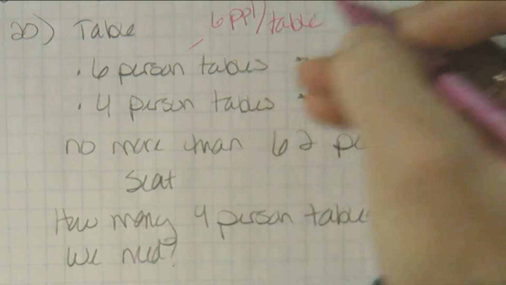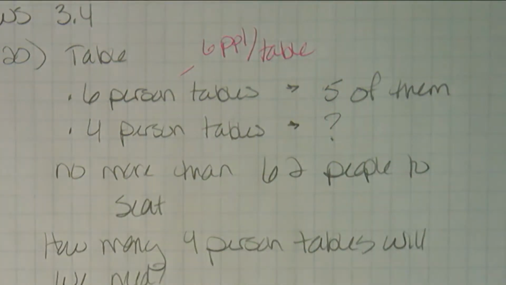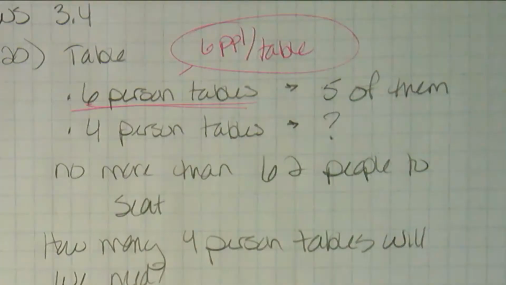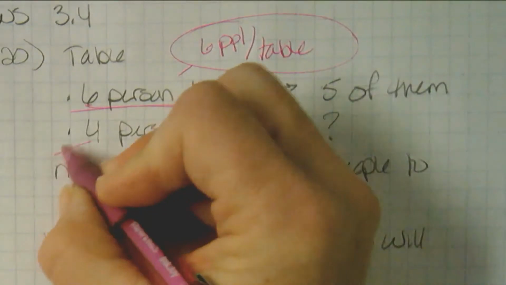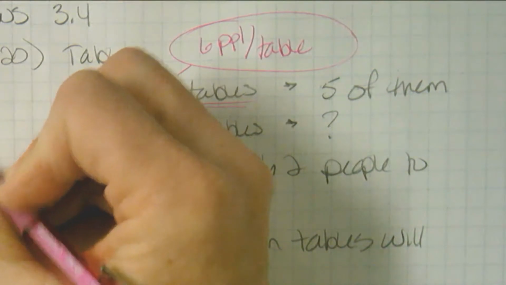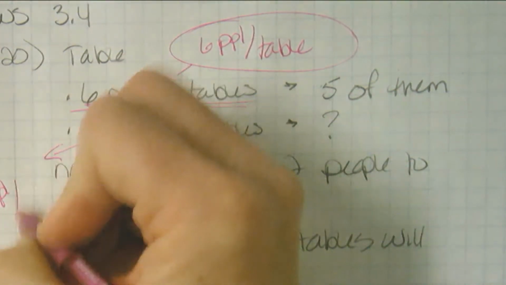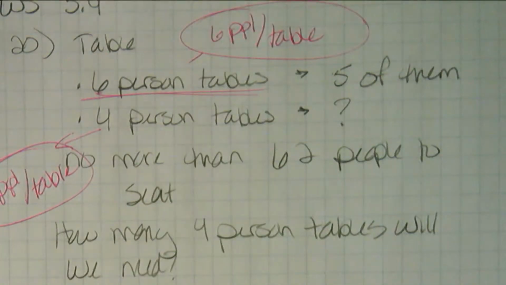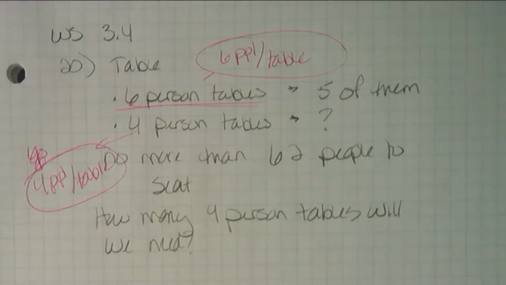That's a rate. Please write those down as rates, you guys. Once you see that that's a rate, write it down as a rate so you see it. What's the other rate I have here? Cameron? Excellent. 4 people per table. There is my other rate. Okay. So, Patrick, I do agree with you. We have 5 of the 6-person tables, don't we?